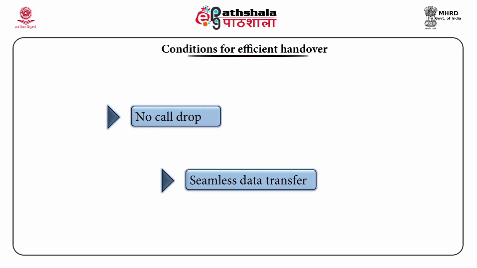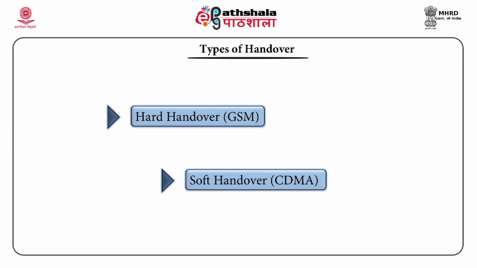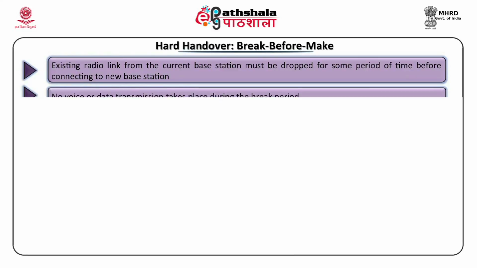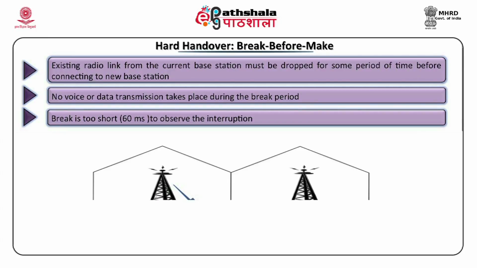An efficient handover mechanism should not perform a cutoff in the service, also known as call drop in the case of calls. So, basically there are two types of handovers, hard handovers and soft handovers. What are hard handovers? The existing radio link from the current base station must be dropped for some period of time before connecting to the new base station.